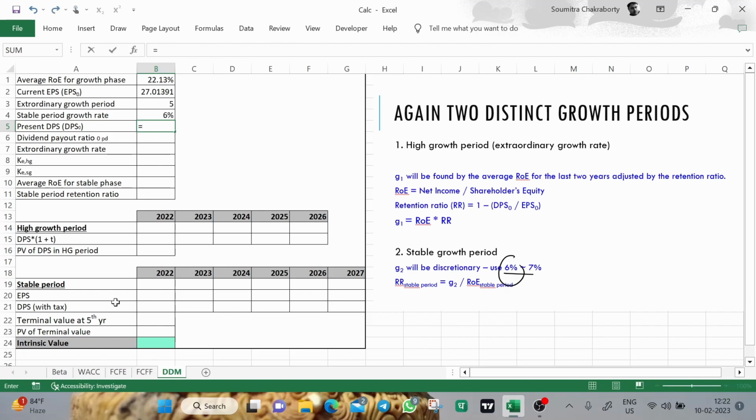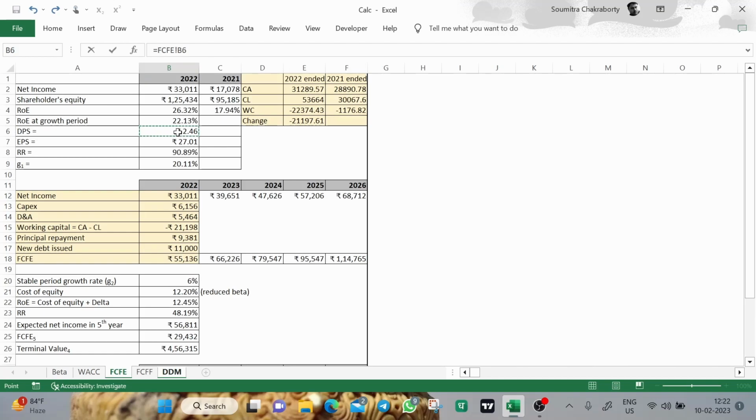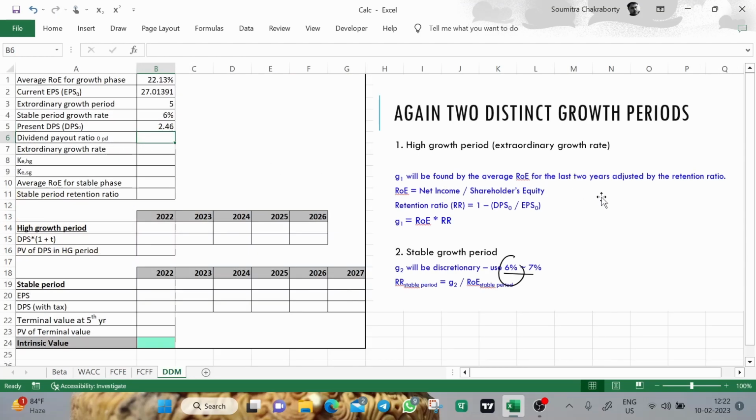And what is the present DPS? That is also there in the FCFE sheet, so 2.46. We'll take the same value here. Then what is dividend payout ratio? Please note, payout ratio is nothing but the complement of retention ratio. That means payout ratio is DPS divided by EPS. And therefore, what is RR? We have already defined RR is 1 minus payout ratio, right? So you may directly calculate RR also or payout ratio also. So I am taking payout ratio here. So DPS 0 divided by EPS 0. So this is 9.11% is our dividend payout ratio.